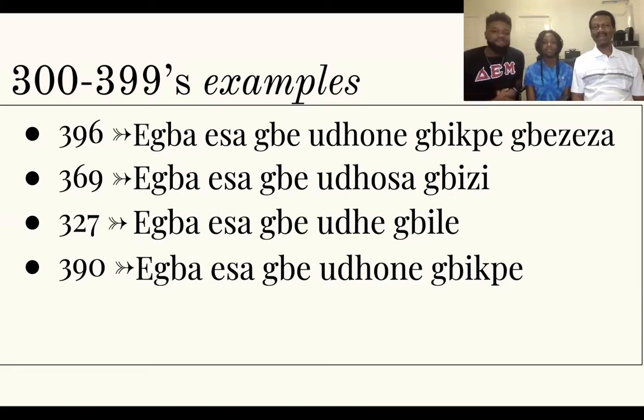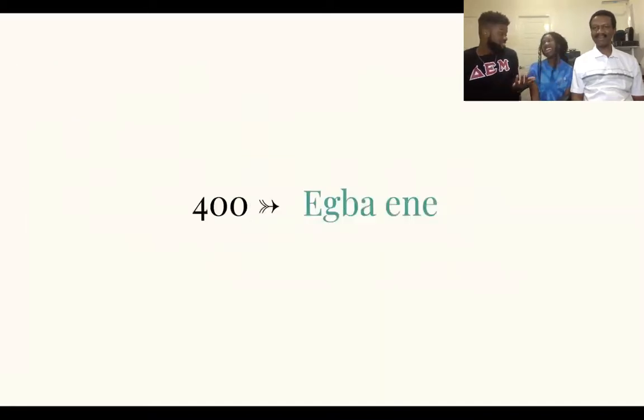Oh, sure. So 396 Egba Esa Be Udone Bigbe. 369 Egba Esa Be Udosa Bizi. 327 is Egba Esagbe Udegbile. 390 is Egba Esagbe Udonigbile. We'll do this in it. Brother. Okay. One. Sorry. Go ahead.